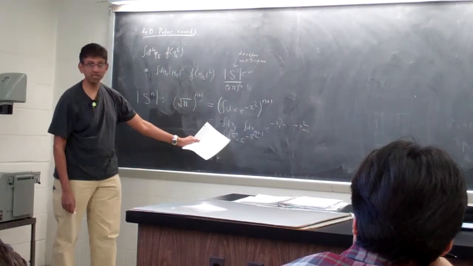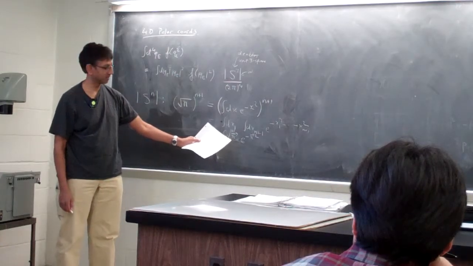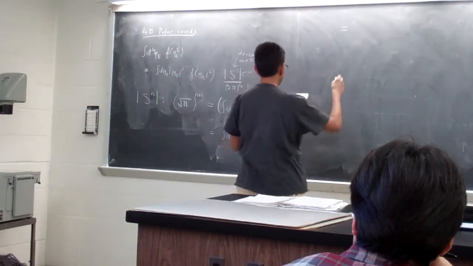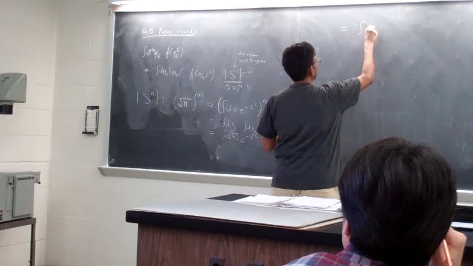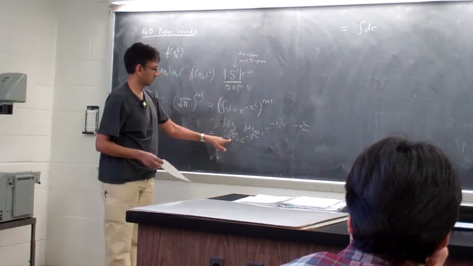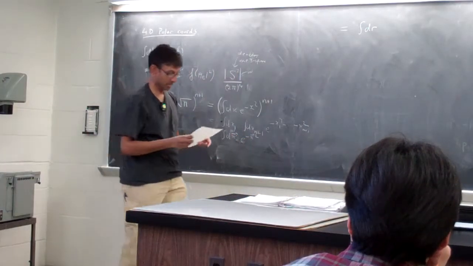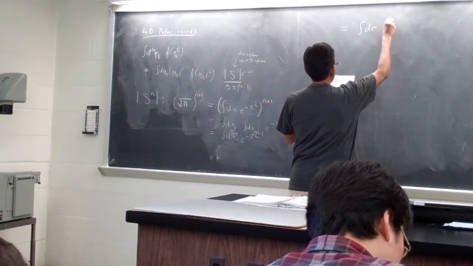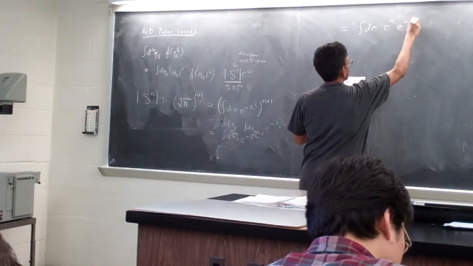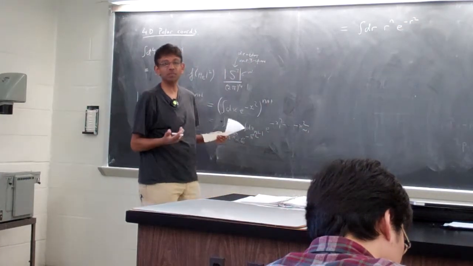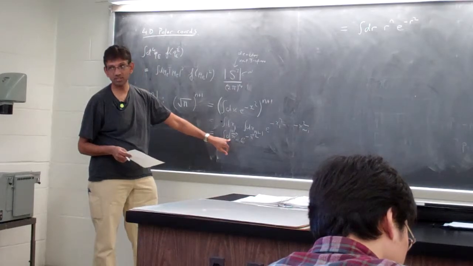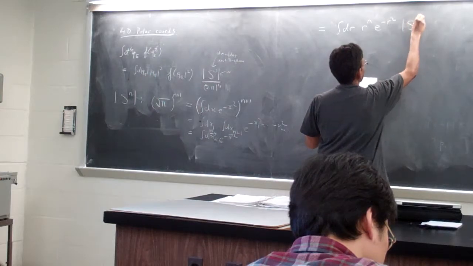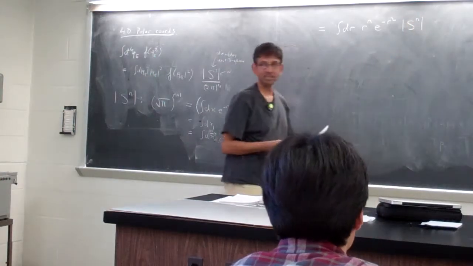But now let me try and do this in polar coordinates. Okay. In polar coordinates, that would look like, well, just do the integral over the radial direction, because it's only dependent on the radial direction. r to the n e to the minus r squared. That's what it would be. Except again, you have to do the angular directions. And the angular directions would give you that. Okay.